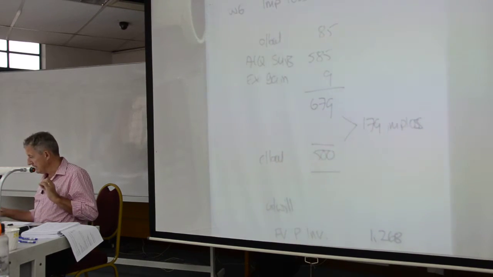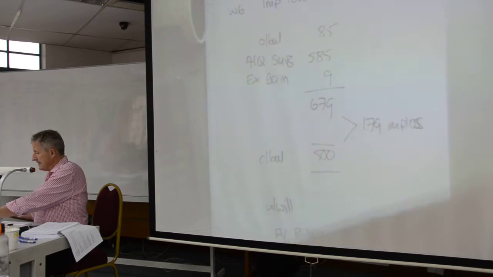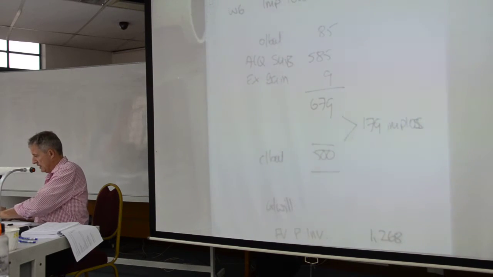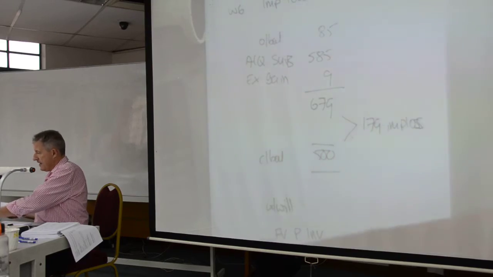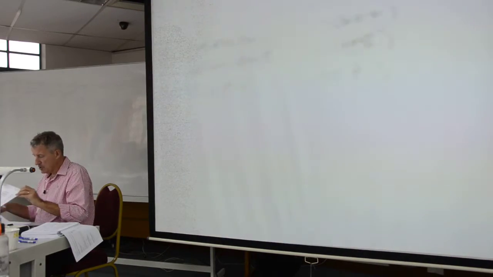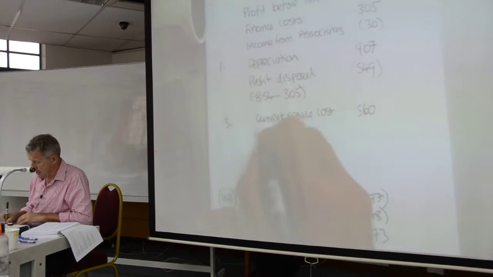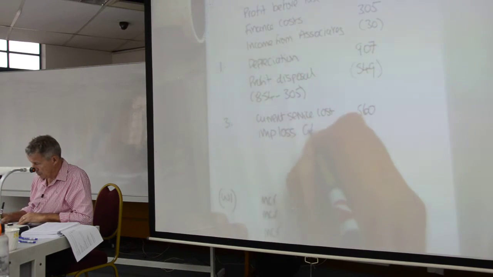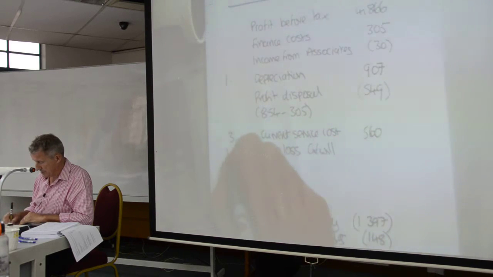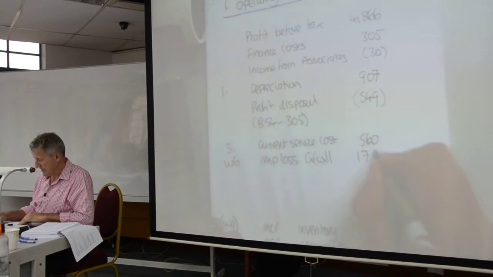Back I go. What do I have? I have an impairment loss of 179. I have an impairment loss on the goodwill, working 6, of 179.